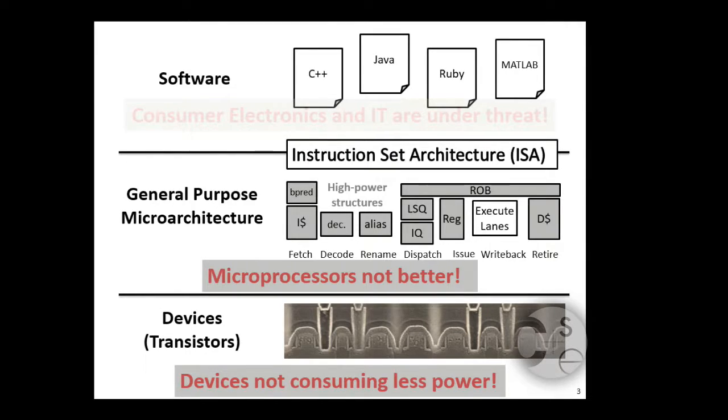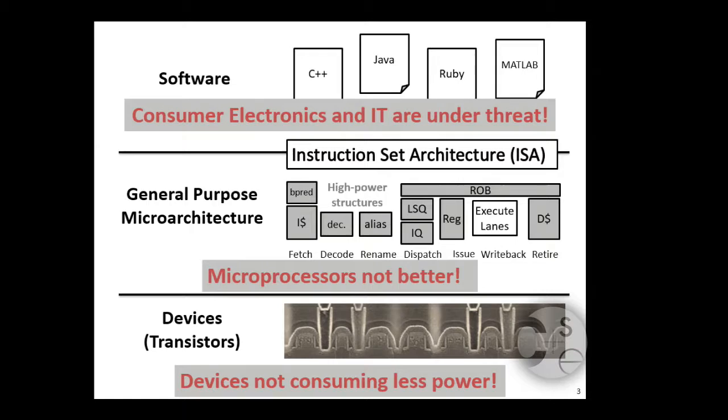But unfortunately, this is all coming to an end. Because of fundamental limitations in transistor scaling, devices are no longer consuming less power. What that means is that our general-purpose microarchitectures are limited in how they can scale. And at the top level, the future advances in consumer electronics and IT that we would have expected are now under threat. So I'm not the first to realize this. And the architecture community has reacted in largely one of two ways.